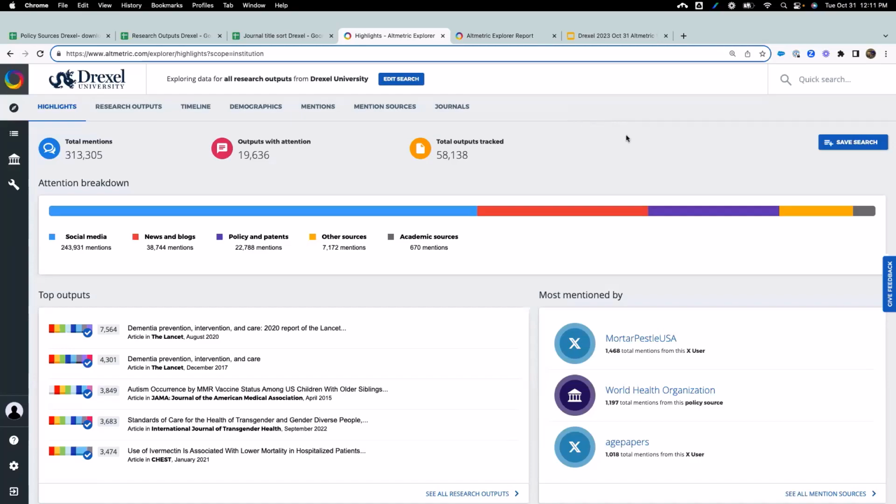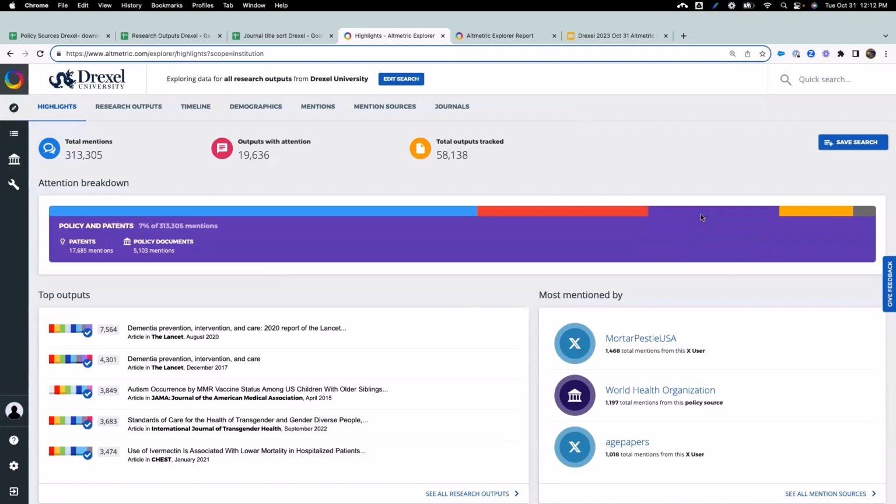And you can see very quickly that as far as impact is concerned, and looking at Drexel as an organization, impact is easily measured when you're looking at policy and patents. That's kind of an important area. So this is in purple, and we can hover over the little purple here at the attention breakdown, and then you can see that there's over 5,000 policy mentions and 17,000 different patents where research that's affiliated with Drexel has been mentioned.